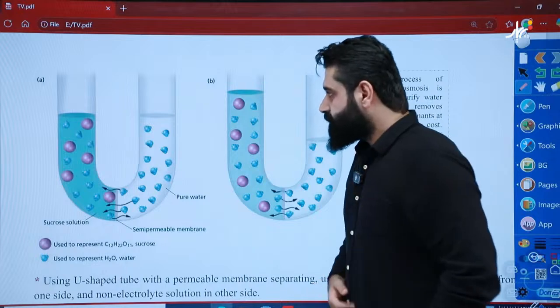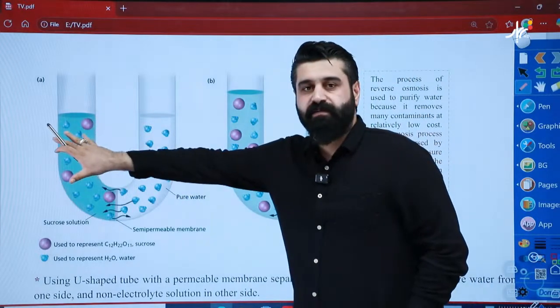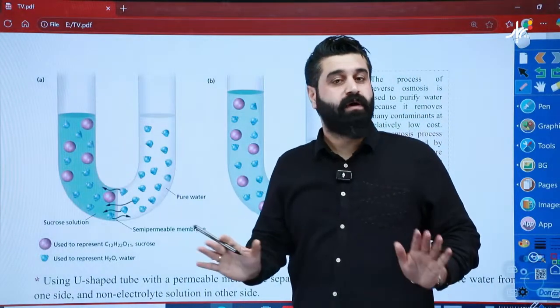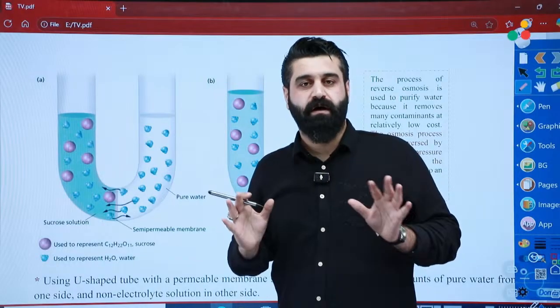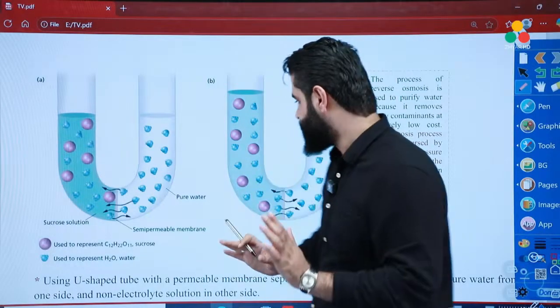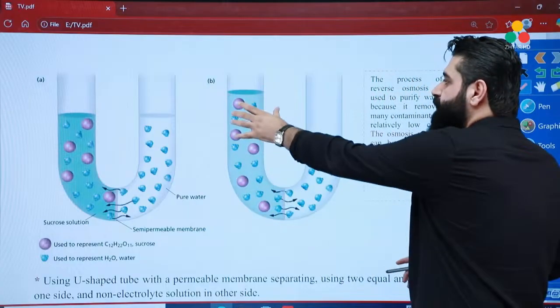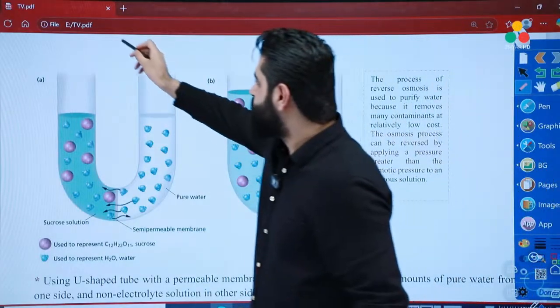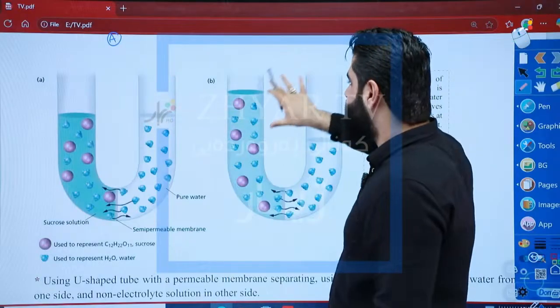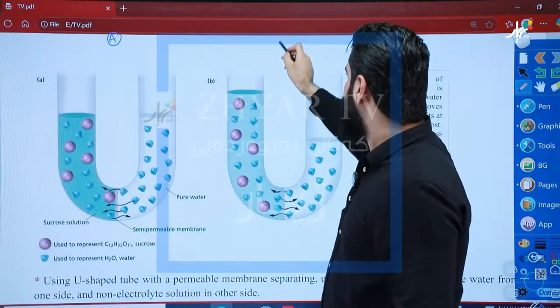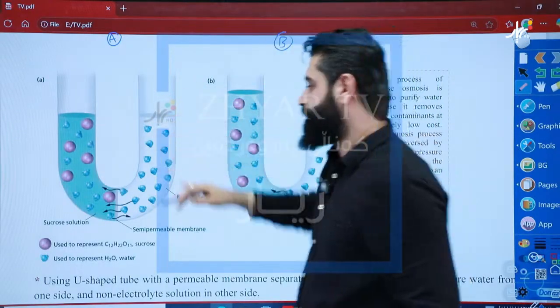Okay. So remember, the topic is colligative property. The last one, which is the osmotic pressure. We have two pictures, two graphs here. This is the first one, the starting point, and this is the outcome of the first one.